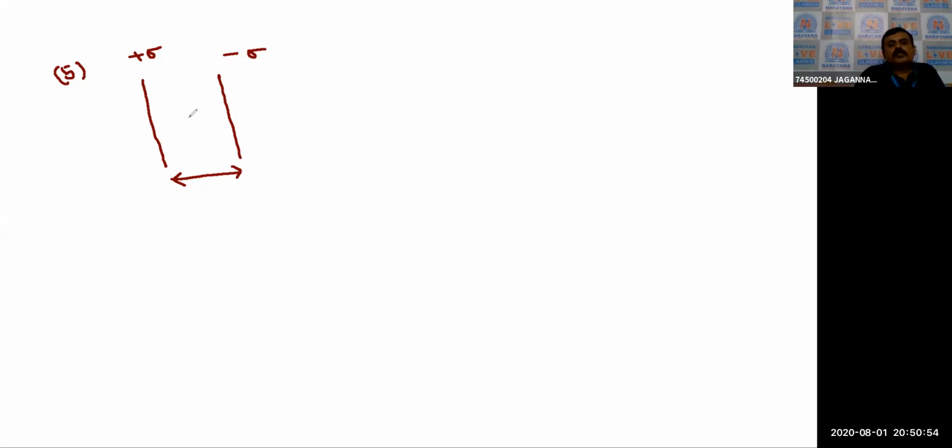The region between the plates means here. So due to this one, the electric field is E1.